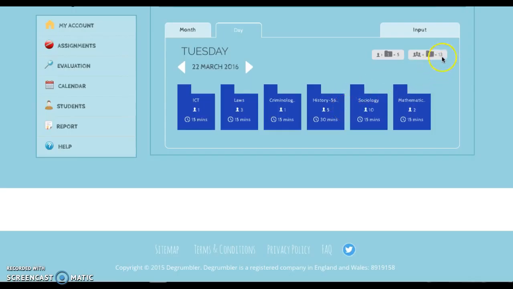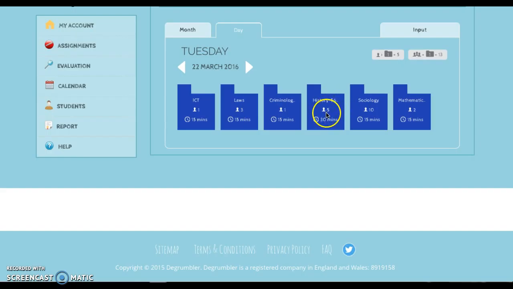I know that all 13 of my students have got at least one task, and to make that up we could have 10 students with a sociology task, 10 students who have got a mathematics task, and maybe one with an ICT task. All of those tasks are not shared by the students, which makes up the 13. However, I do know that 5 of my students have got more than one task.